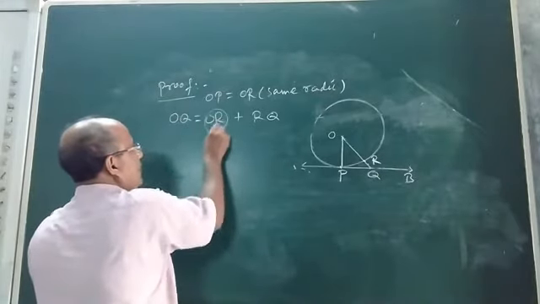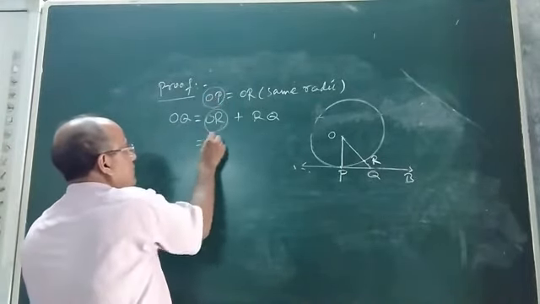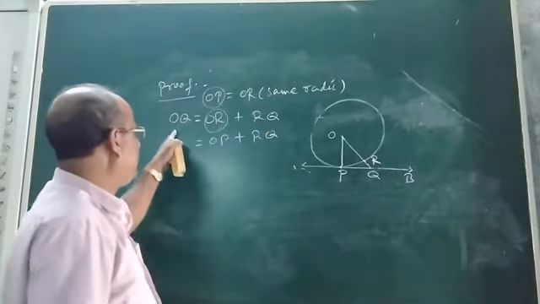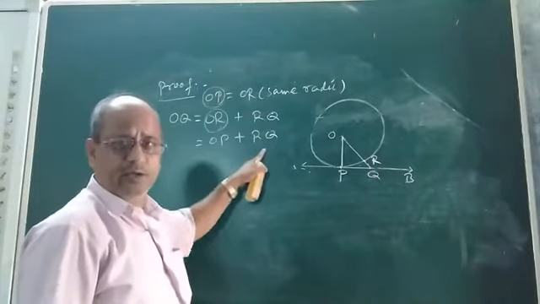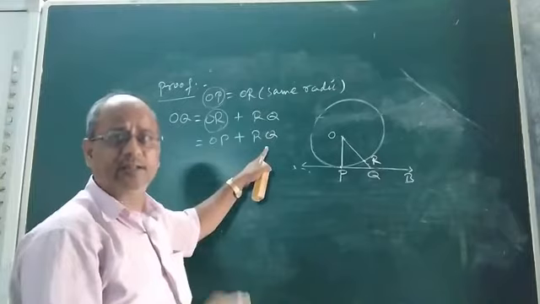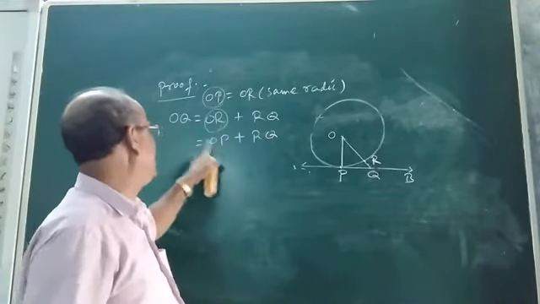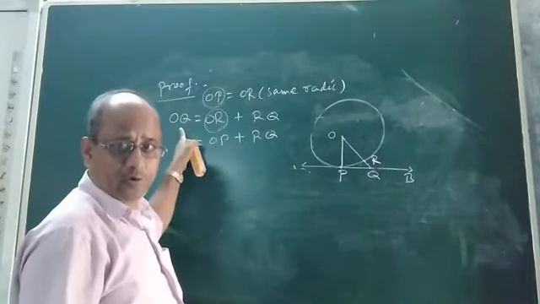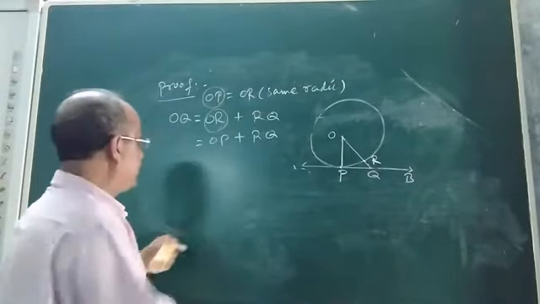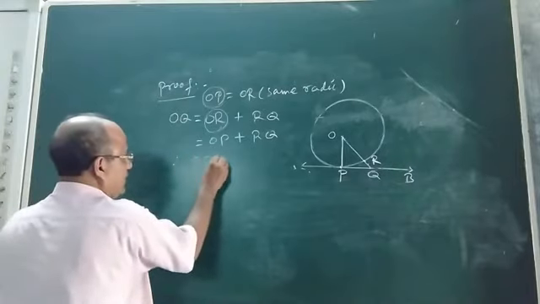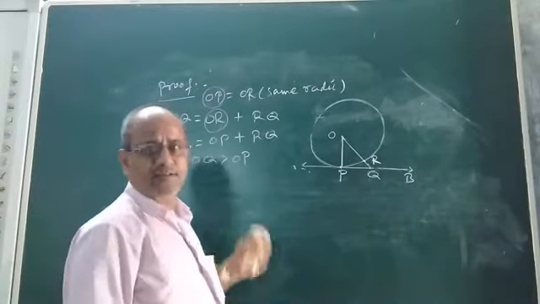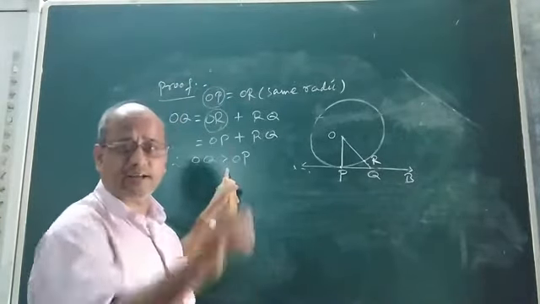Now in place of OR, what can we put? OP. So this will be equal to OP plus RQ. Now see, if OQ equals OP plus RQ, then there is no doubt in saying that OQ will be greater than OP. Therefore the conclusion is OQ is greater than OP. Now this is an inequality because it contains the sign greater than.